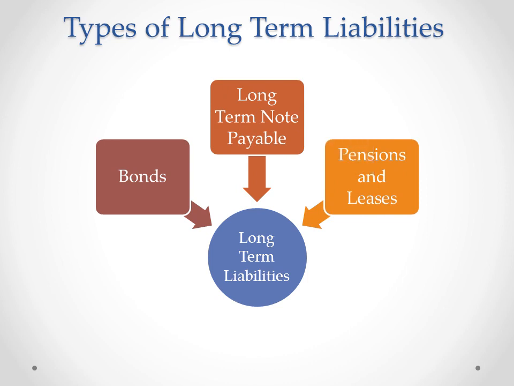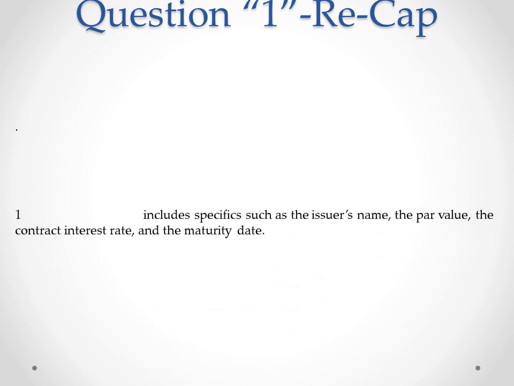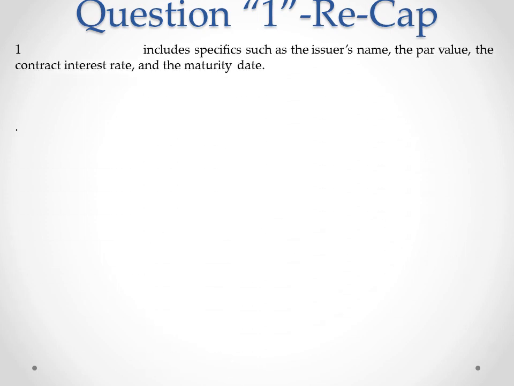We already started to discuss bonds last lecture, so we are going to use this question to make a quick recap of most of the theoretical concepts related to bonds that we discussed in the previous lecture. So you have 7 statements, and you're required to complete them. Number 1. Includes specifics such as the issuer's name, the par value, the contract interest rate, and the maturity date.